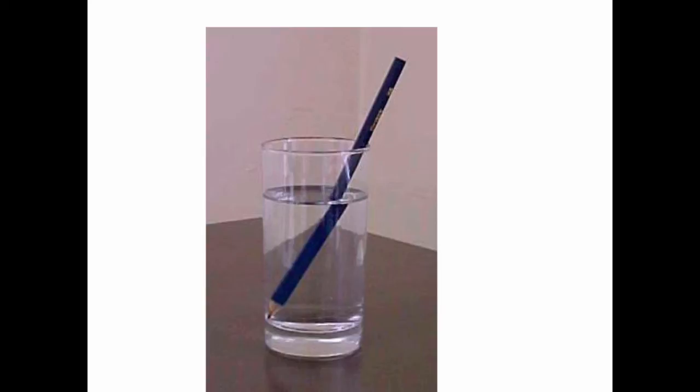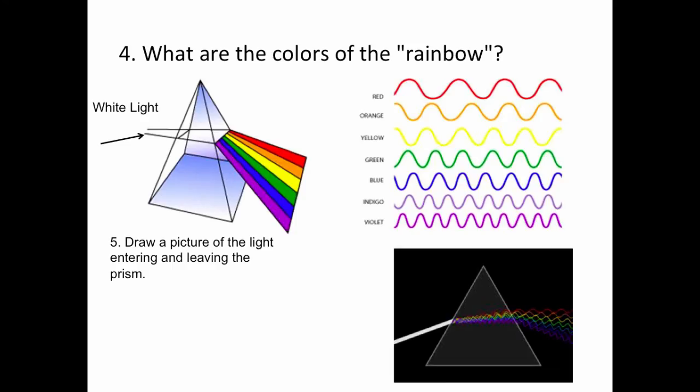So if you look at this pencil in the water, you can see that it looks like it's bending because the water, as it's hitting the air, which is a certain type of media, now all of a sudden it hits the water, a different type of media, the speed of the wave changes, which causes the light to bend. That is refraction. So what are the colors of the rainbow?